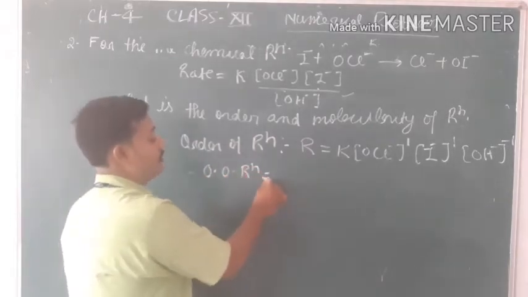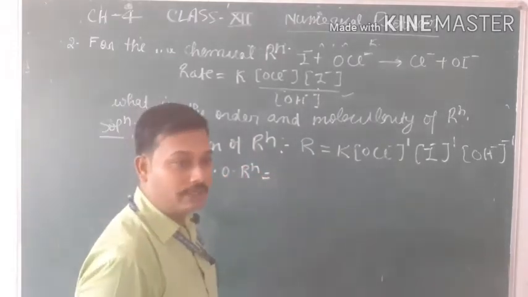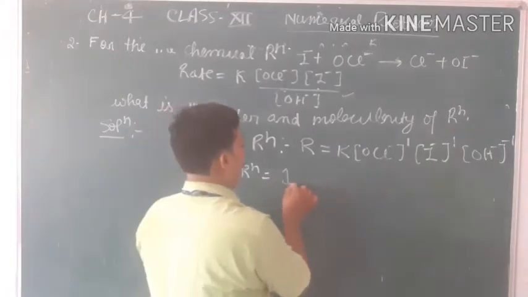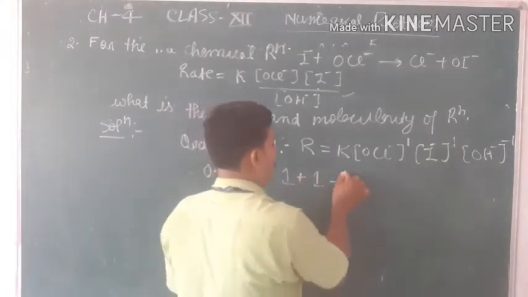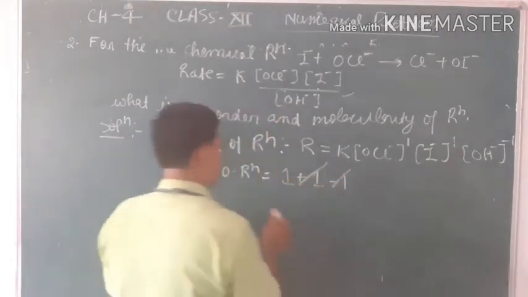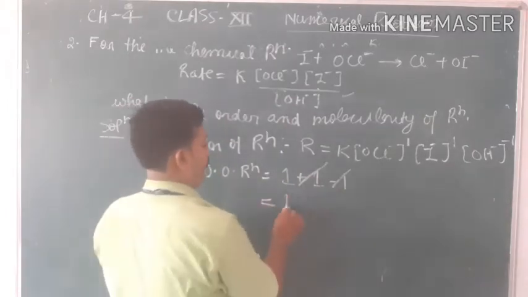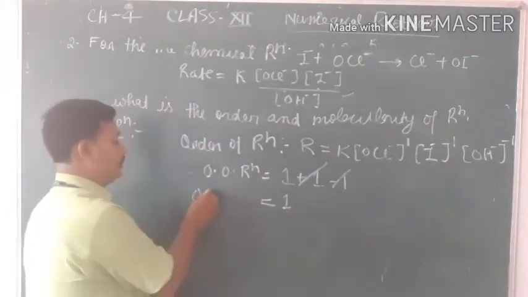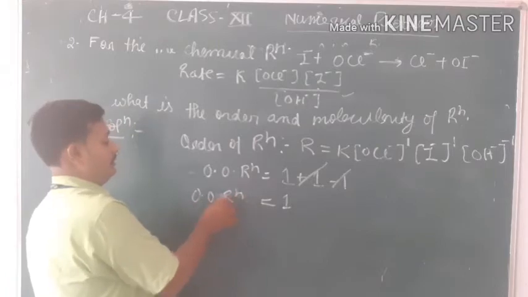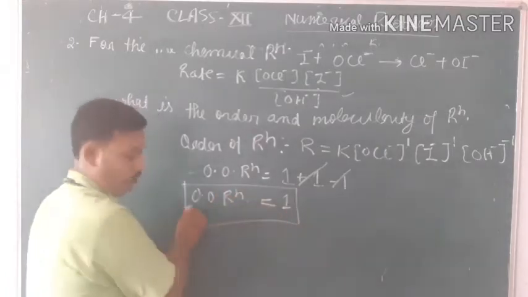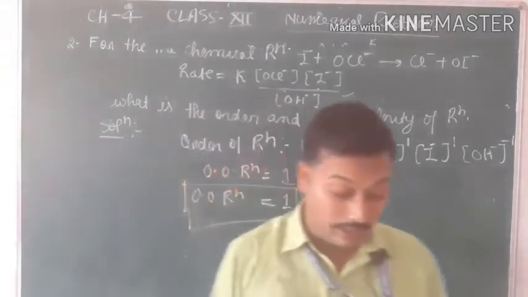Okay, so the order of reaction is equal to the sum of the exponents. So when we take the sum, 1 plus 1 minus 1, we get 1. So the order of reaction for this reaction is 1.